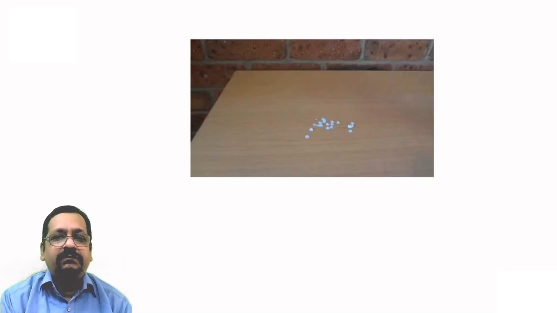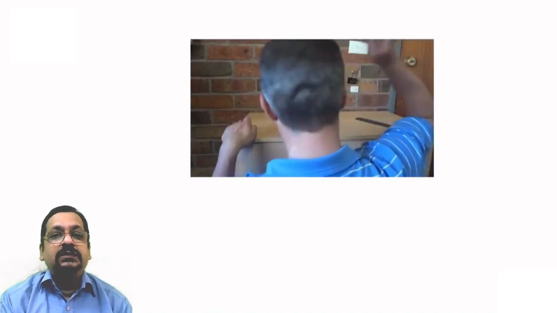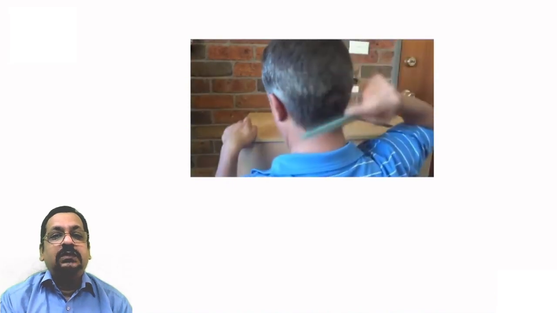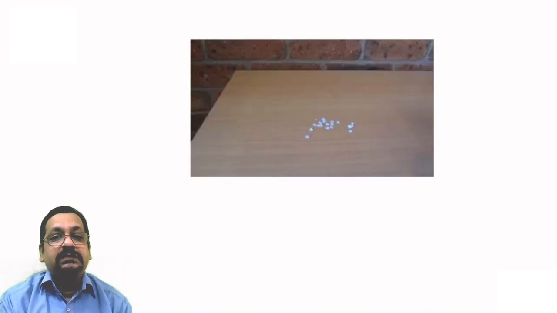Here we have taken some paper pieces on the table. Tiny paper pieces, and you have to spread those paper pieces on the table. And then what you have to do? You have to take a plastic comb or plastic scale which is there in your compass box, and you have to rub the comb on your dry hair and bring that comb near this. See what you observe.